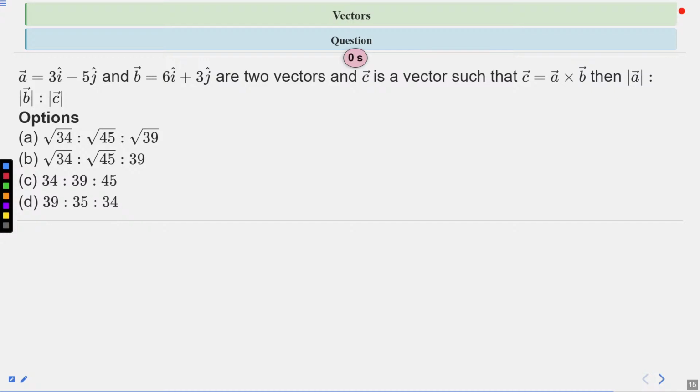So you have sufficient time to solve this question. What is the answer of this question? A, B, C or D? There are two vectors given.